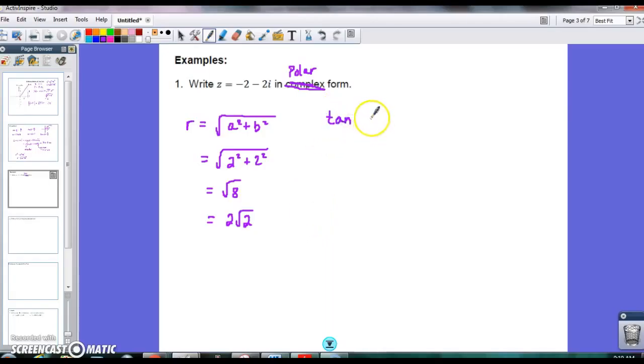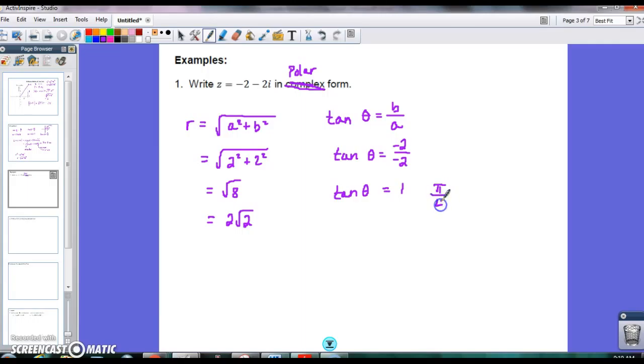We also have tangent of theta is equal to b over a. That's one of our other formulas. I know what b is and I know what a is, so I've got tangent of theta is equal to negative 2 over negative 2, which would just be 1. The tangent of theta is 1. The angle that has a tangent of 1 is pi over 4.